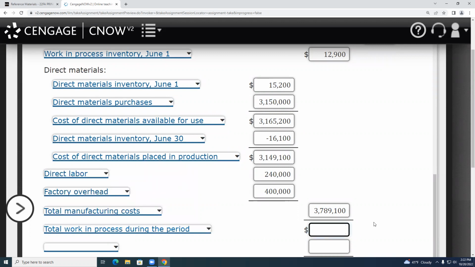So the total work in process during the period is what we started with, $12,900, plus what we added to it, $3,789,100. Add those two together, $3,802,000. So that's how much was in process during the period.